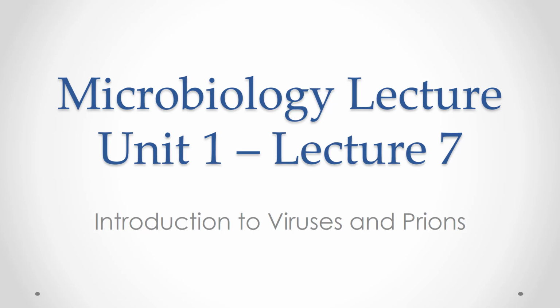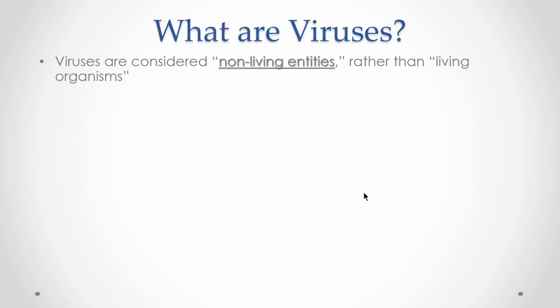We're taking a look at viruses and prions today with our Unit 1, Lecture 7. Viruses are one of the most common types of infectious pathogens. So what we want to do in Part 1 is take a look at what they are and what they look like. And then in Part 2, we'll focus more on how they cause disease. And in Part 1, we're also going to talk about prions, which are kind of related to viruses.